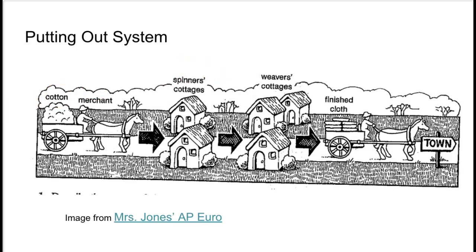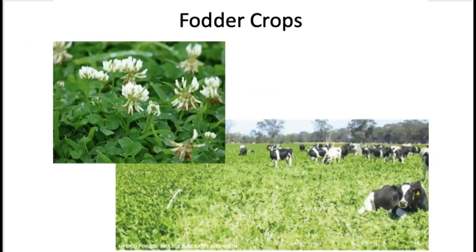So the family doesn't have full control over the means of production anymore in the putting out system. But with the enclosures and with villages growing and there being more people on the land, the putting out system became one way for people to make extra money.